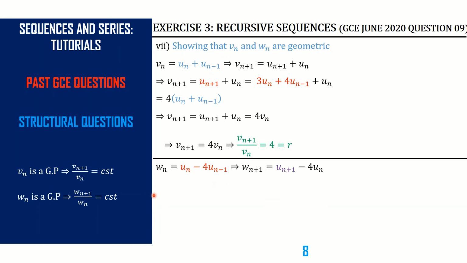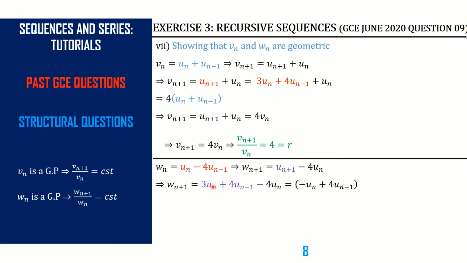Our w of n was u of n minus 4u of n minus 1. It means our w of n plus 1 is u of n plus 1 minus 4u of n. Alright, so with that, we get our w of n plus 1 to be, our u of n plus 1 I've highlighted is 3u of n plus 4u of n minus 1, then minus 4u of n.